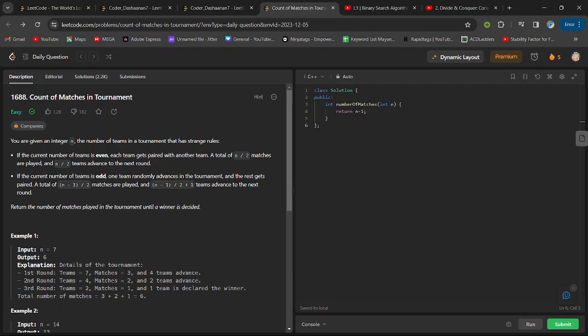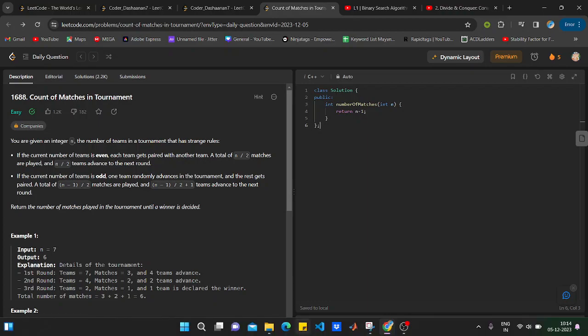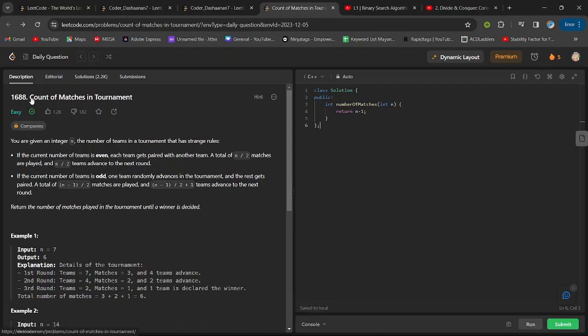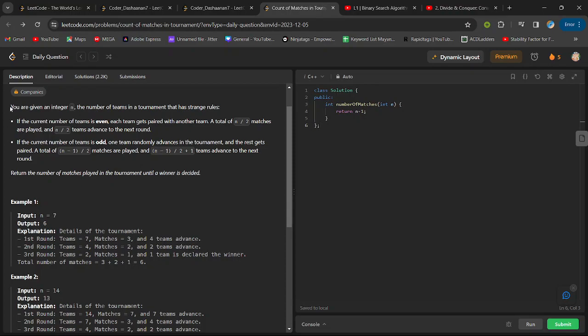Today we are going to see the fifth POTD of the LeetCode Challenge. So let's start. This question is, we have to count the number of matches in the tournament. In the question, we are given n integers and these integers represent the number of teams in the tournament.